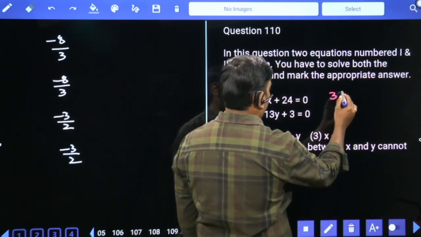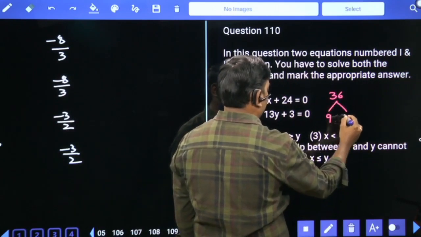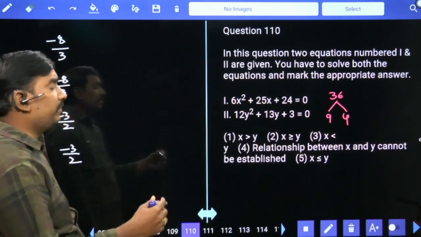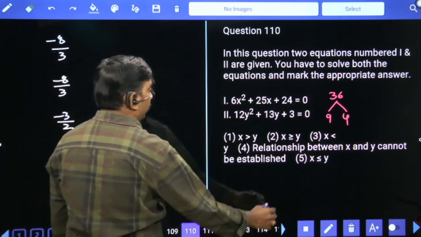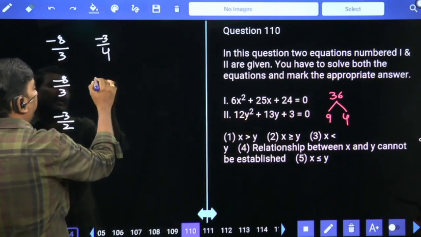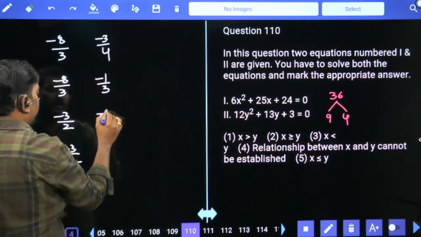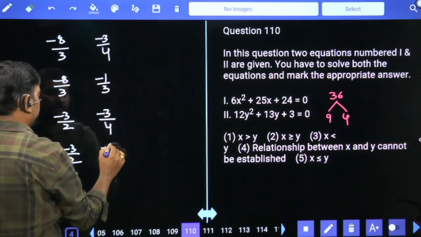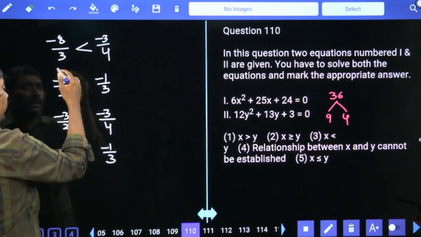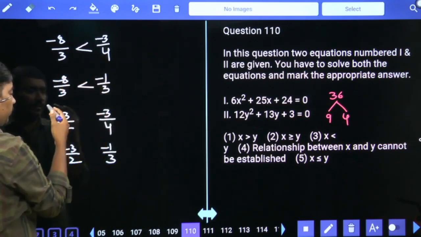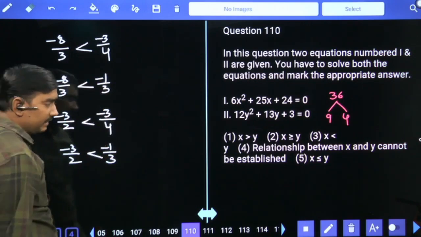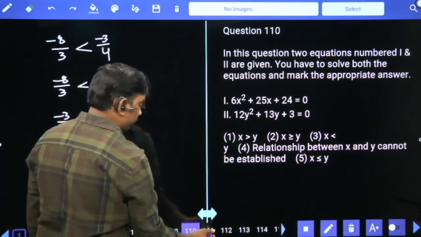12 3s are 36, 9 4s are 36. 9 plus 4 will give us 13. Finally, minus 9 minus 4. Minus 9 by 12 means minus 3 by 4. Minus 4 by 12 means minus 1 by 3. Minus 32, minus 9. Minus 24, minus 3. Minus 12, minus 6. Minus 9, minus 2. X less than Y is your answer.